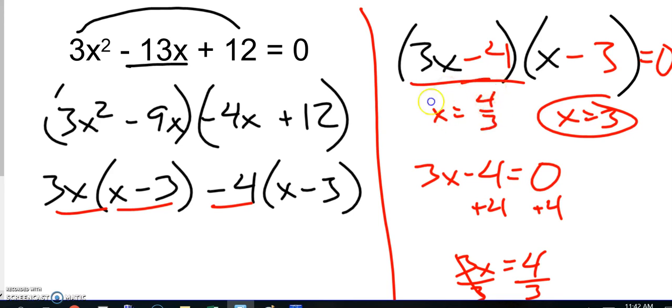Okay? So that's how we use factoring to figure out the solutions, or the x-intercepts, for those quadratic graphs. So again, I apologize for the length of this one, but there was more that I wanted to cover than I realized. So that is it for 9-6.